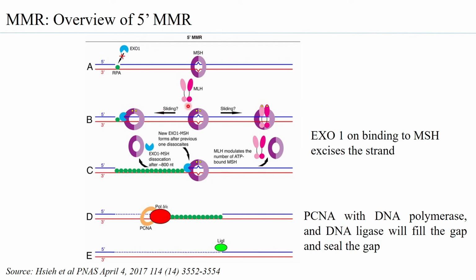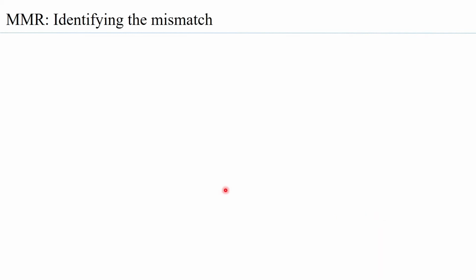So you can see over here, even without the MLH, okay, you can have the excision being carried out, because Exo1 on binding to the MSH gets active and can basically carry out the excision, and then the PCNA along with the DNA polymerase fills up the gap. That is something that is noticed and observed.